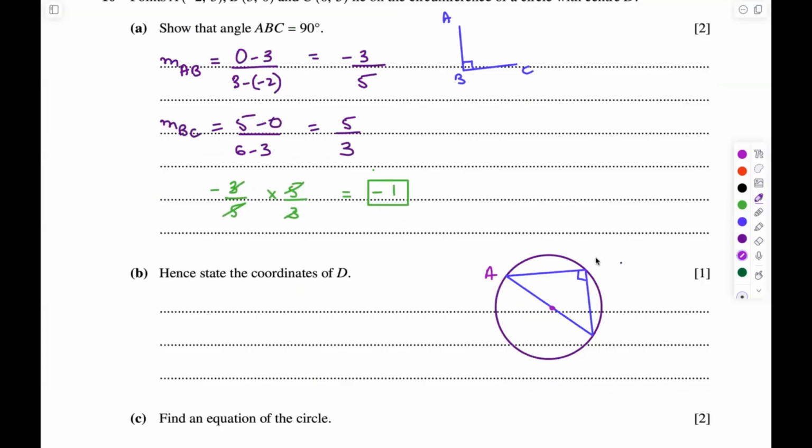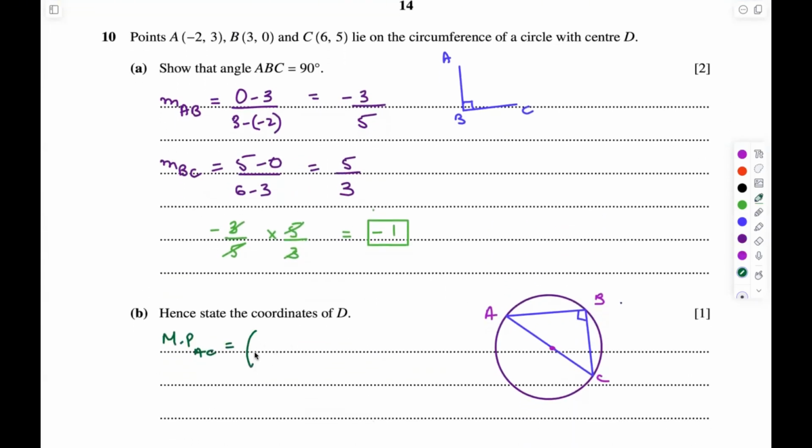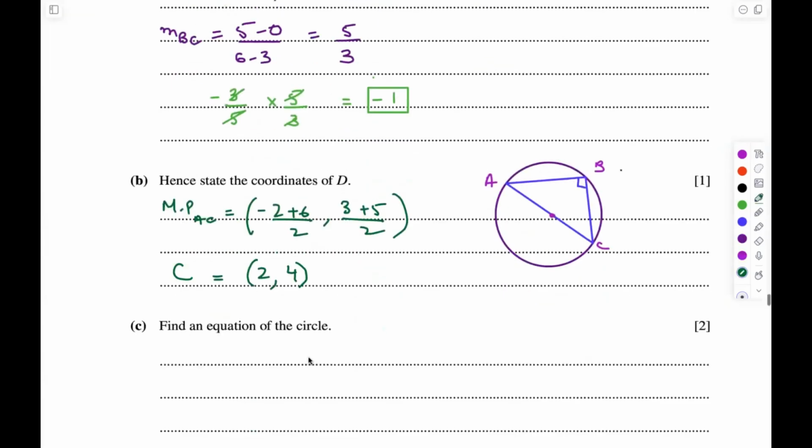Now, as angle ABC was a right angle, it means AC is the diameter, which means to find the center, we'll find the midpoint of AC. So finding the midpoint of AC, the midpoint is given by x1 plus x2 upon 2. So that will become -2 plus 6 upon 2 and 3 plus 5 upon 2. So -2 plus 6 is 4, 4 upon 2 will become 2, and 3 plus 5 is 8, so 8 upon 2 will become 4. So the coordinates of the center of the circle, which are basically the midpoint of AC, will be (2, 4).